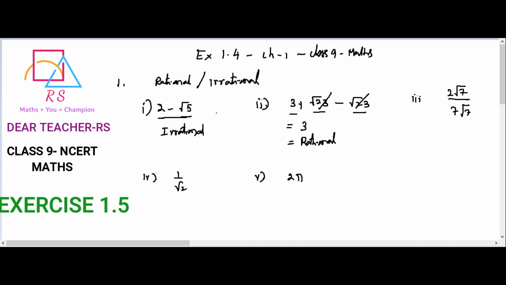In the first question, it cannot be simplified. That is the final answer. That is why it is irrational. But in the second question, these two can be simplified and the final answer is 3. Therefore, it is rational. Same way here, root 7 and root 7 will get cancelled. Finally, only 2 by 7 is there. Therefore, it is rational. So here also I did simplification because it is division. So like surds can be cancelled.